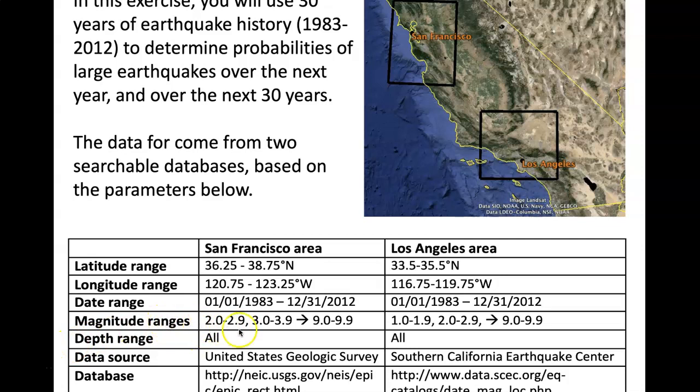And we're going to be looking for San Francisco at ranges between 2 and 9.9. Of course, there aren't any 9.9s over this time period. And this is the latitude and longitude range. And the data source comes from the U.S.